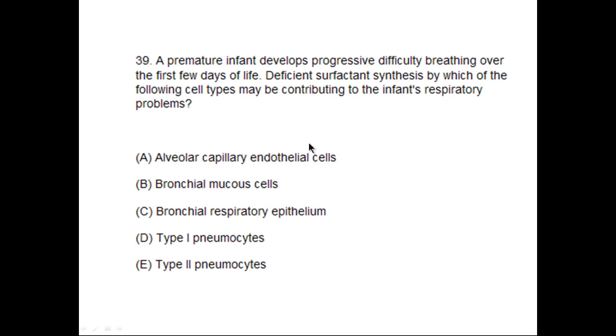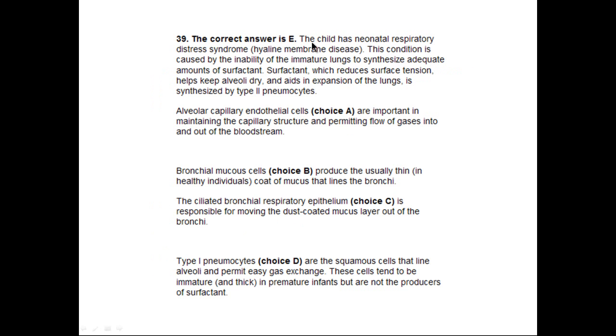A premature infant develops progressive difficulty breathing over the first few days of life. Deficient surfactant synthesis by which of the following cell types may be contributing to the infant's respiratory problems? All right, so we're just jumping ship. I'm throwing out a couple weird questions. Which cells produce surfactant? Well, isn't it the type 2 pneumocytes? Correct answer is E.